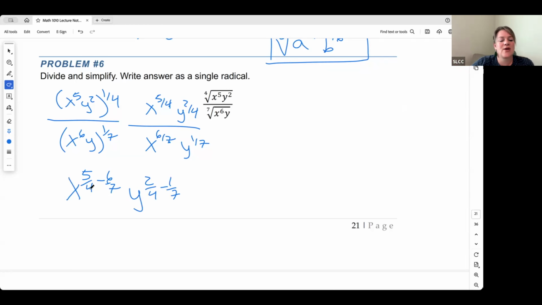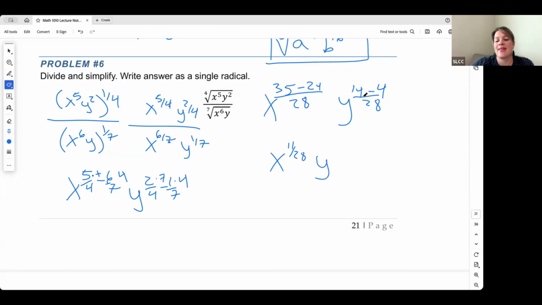Okay. And so now we see the common denominator is 28. So let's go ahead and do that. 28. How do I fix the numerator? Well, I multiply by 7 or I multiply by 4. 7 times 5, 35, and then minus 6 times 4, 24. The y will all be over 28, and I fix the numerator by multiplying by 7 and multiplying by 4, so 14 minus 4. Now let's clean that up. So 35 minus 24 is 11. X to the 11/28. And then y, 14 minus 4 is 10, to the 10/28.